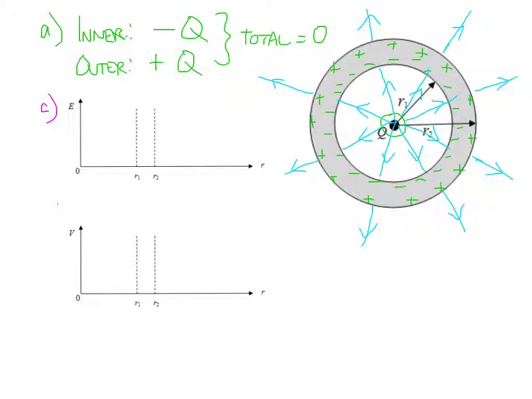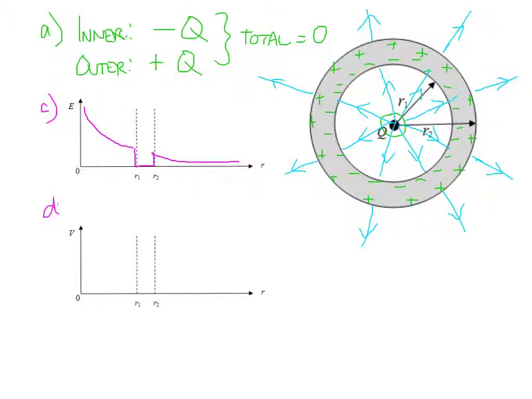So what it will look like on the graph is it starts out kind of high and then it falls, but at the point where it reaches R1 it immediately drops to 0, where it stays until it gets to R2, and then it just picks up where it left off, continuing like that.